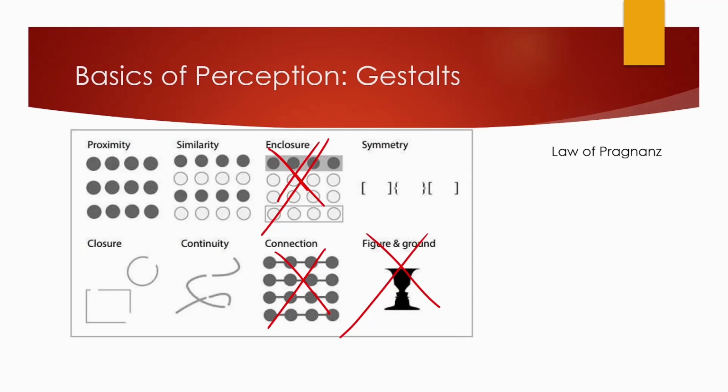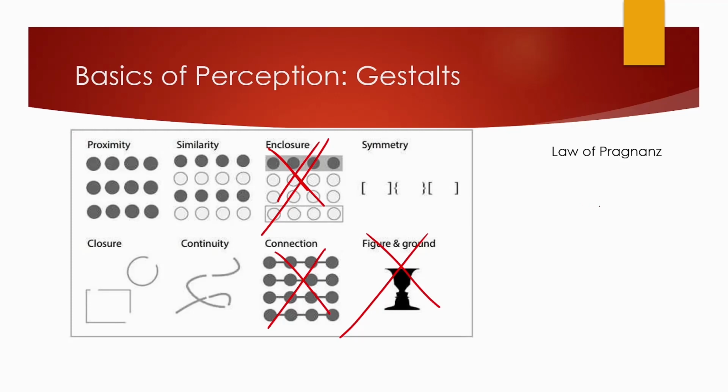The law of closure states that objects grouped together with distinct openings will be associated as a whole, as you can see here with the arc and the lines. This looks like a rectangle, this looks like a circle. The law of continuity states that we see lines as following the smoothest path. Now, one last law that isn't on this infographic is the law of pragnanz. The law of pragnanz states that reality is often organized and reduced to the simplest form possible.